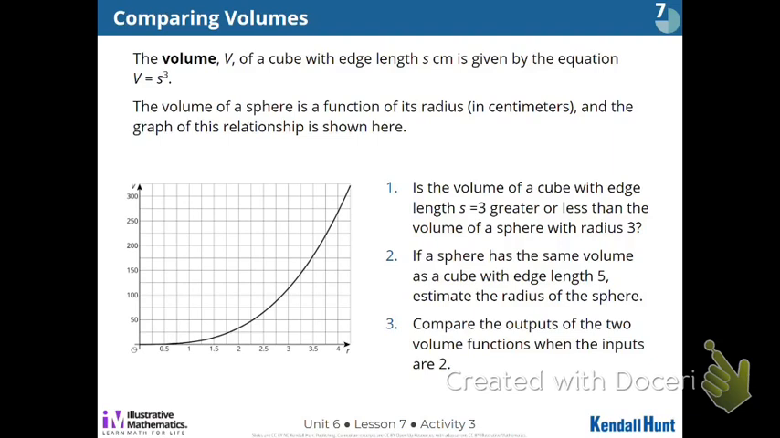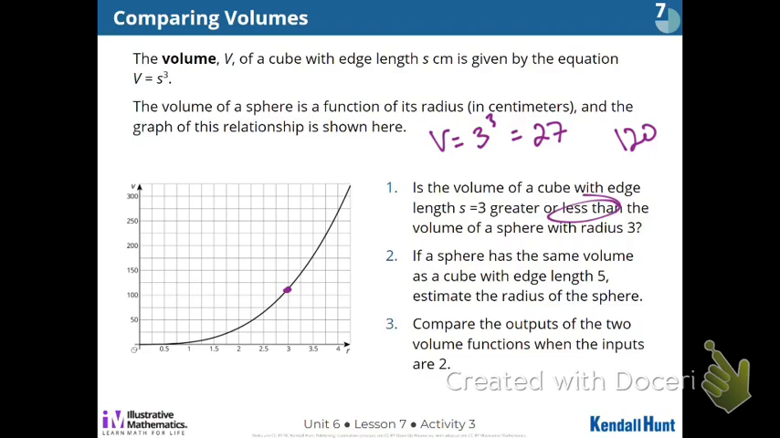So, question 1. We've got a cube with a side length of 3, which would give us how many? 27. And if I go to my graph and I have a radius of 3, that would give me, I don't know, something like 120. So, is it greater or less than the volume of the sphere? Yeah, it's less than the volume of the sphere. The sphere has more volume.